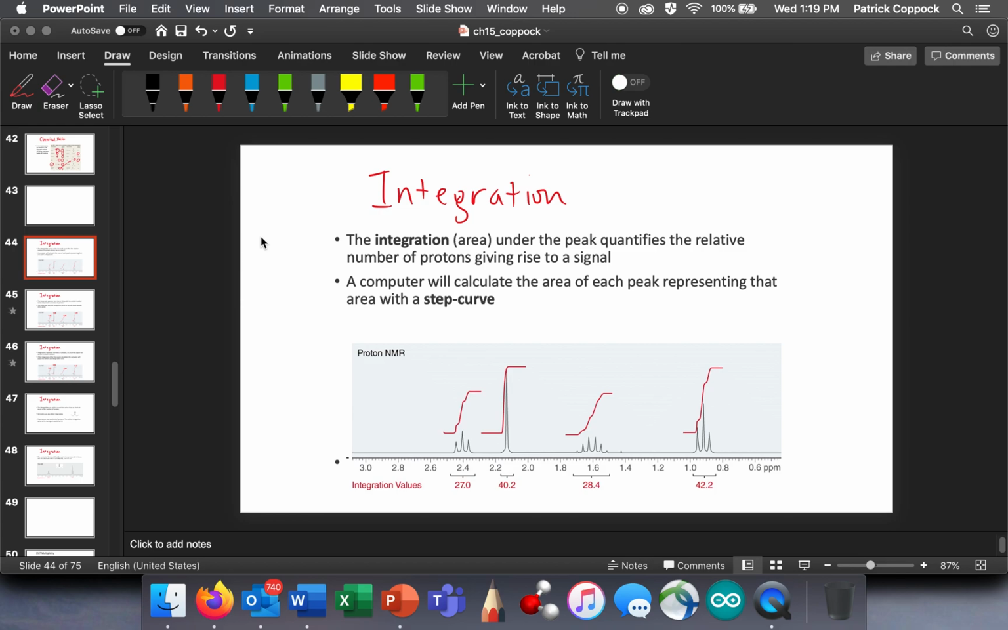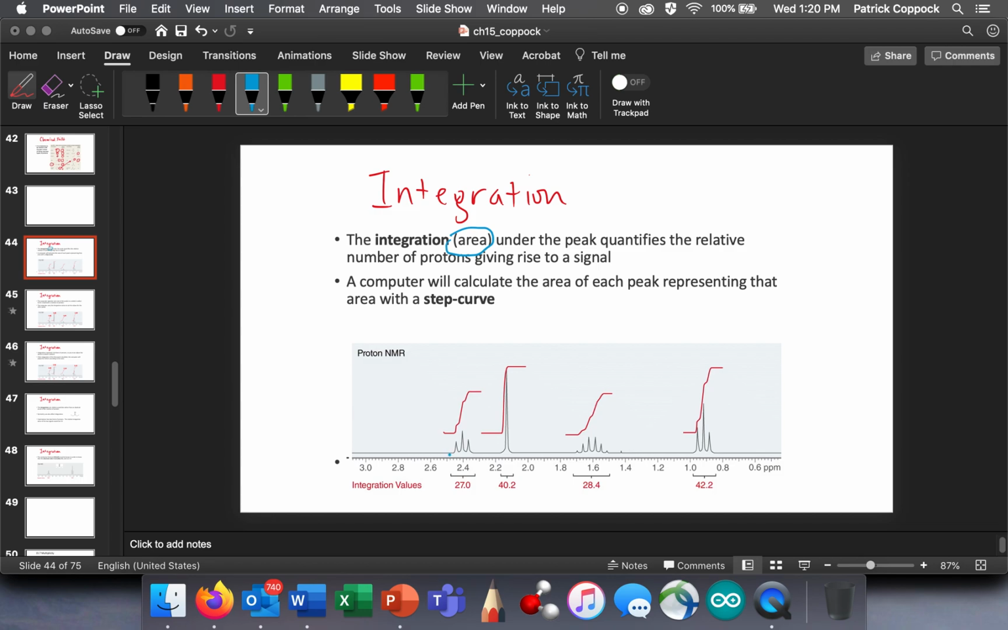Okay, so now we're going to talk about integration. That was the third aspect of NMR signals or spectra that we were interested in. Okay, so it's the integration, and we're going to call it the area under the curve. This is a very simple concept, which you'll get very soon. The integration is essentially the area under the curve. It's basically like a calculus problem, right?